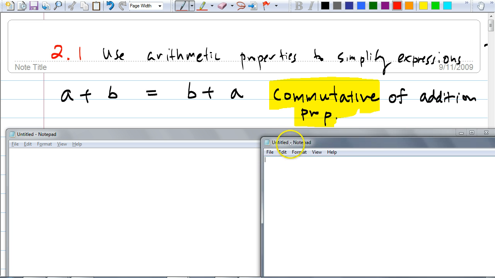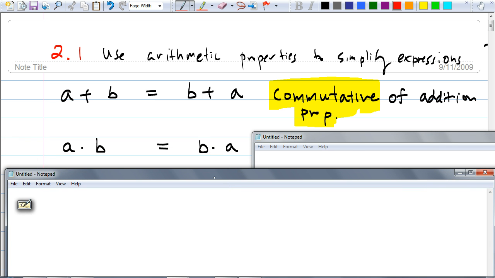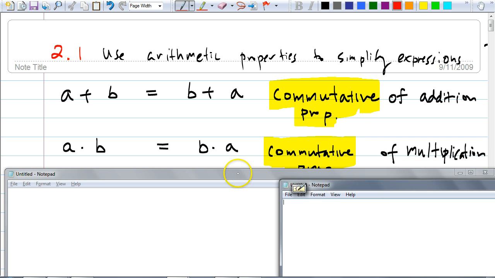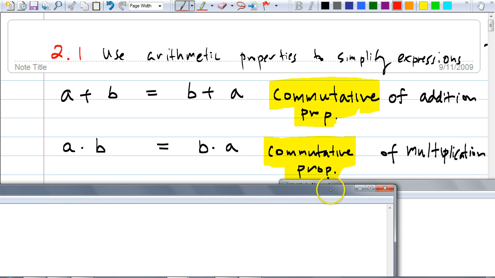Multiplication is correct. So for example, let me just do it with some variables. A times B is the same as B times A, right? You all know this. 3 times 4 is the same as 4 times 3. Anybody want to guess what the name of this property is? Hint, look at what we have here. Commutative property of multiplication. That's correct. So this one is called the commutative property of multiplication.